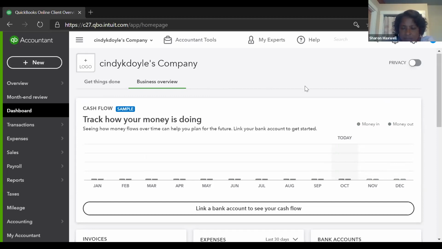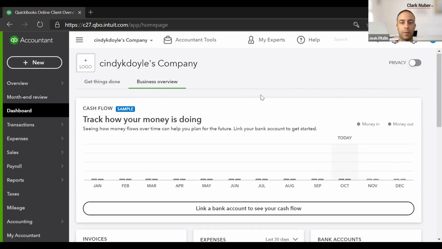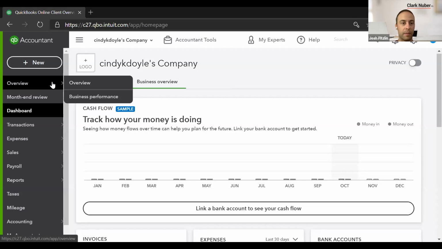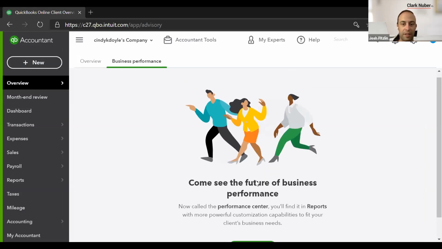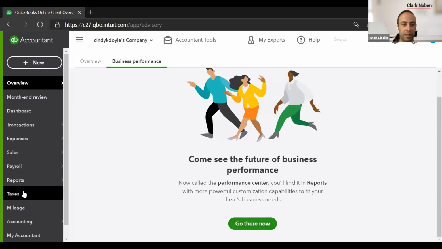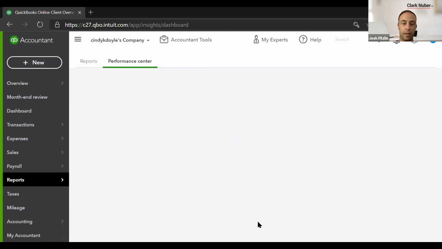Any other questions off of that before I move on? So that's a fun new tool that they just started rolling out, I believe a couple months ago. On top of that, if you are a QuickBooks Online Advanced user, something that they have integrated directly now is something called Business Performance, and they have this separate tab for it. So it's in the reports area under Performance Center, or I can just click this button to go there.